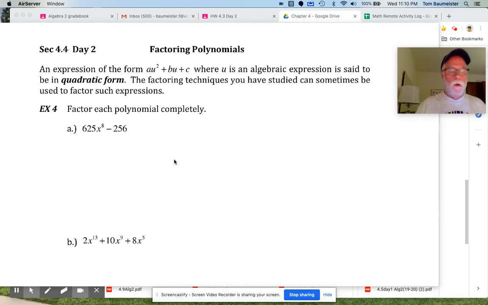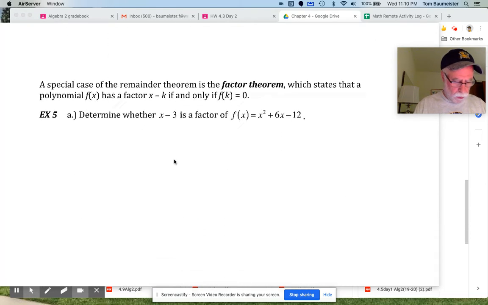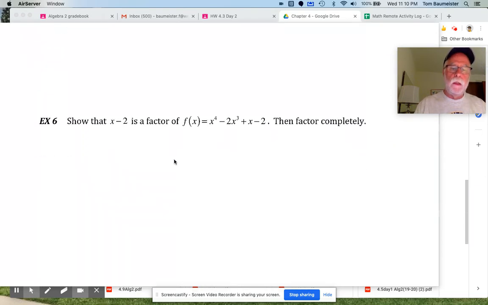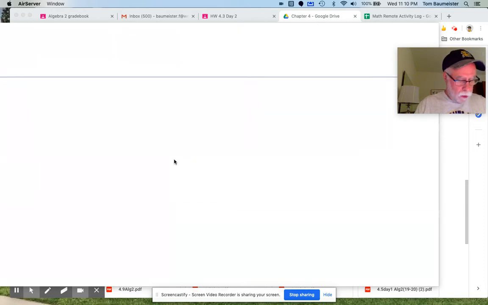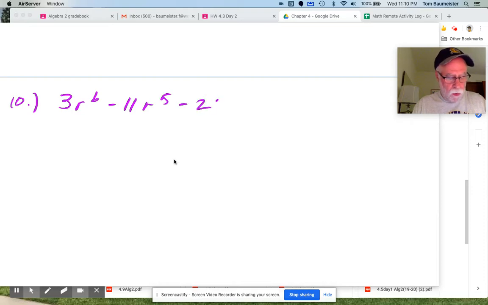All right, so before I get started on today's notes, somebody in my office hours yesterday asked me a question, and I thought it was a good question. So let's go to my extra piece of paper here, and I'm going to do problem number 10 for you. On problem number 10, it wanted us to factor completely: 3r to the 6th minus 11r to the 5th minus 20r to the 4th.